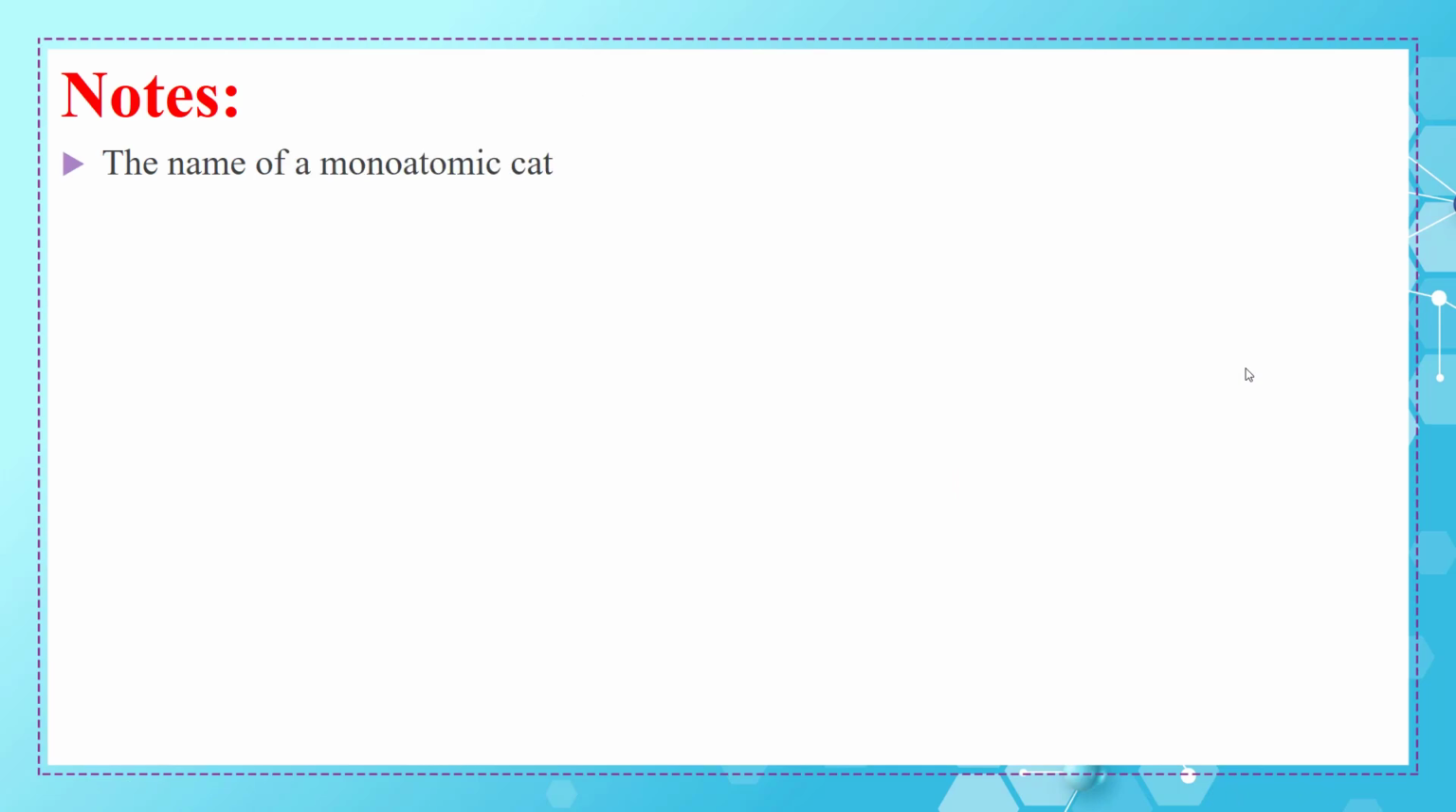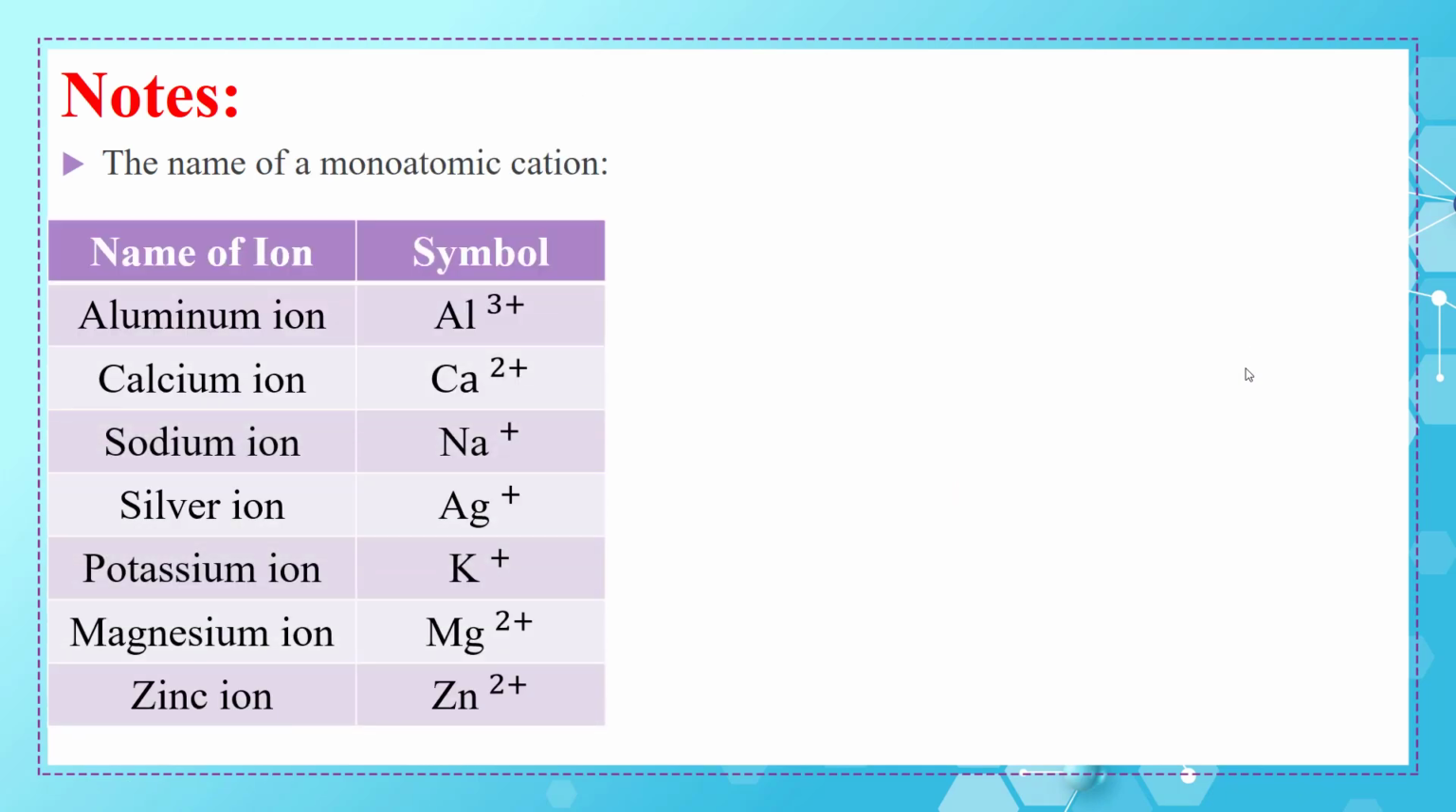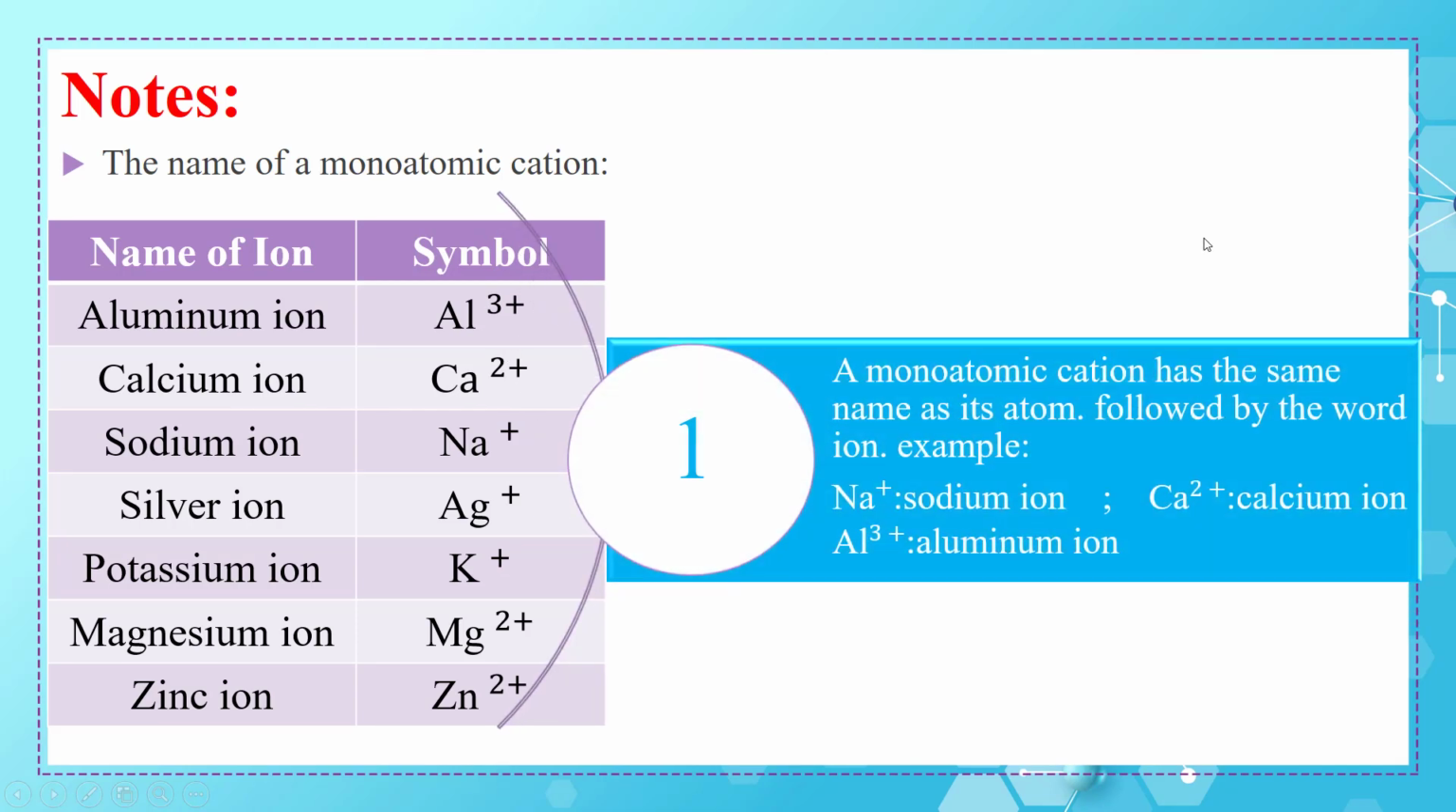Some notes that should be kept in the mind. The name of a monoatomic cation. When we have a monoatomic cation, which means that ion made up of one atom, and has positive charge, how can I name them? Keep this rule in your memory. A monoatomic cation has the same name as its atom, followed by the word ion.